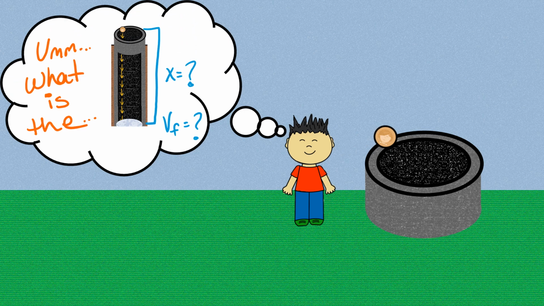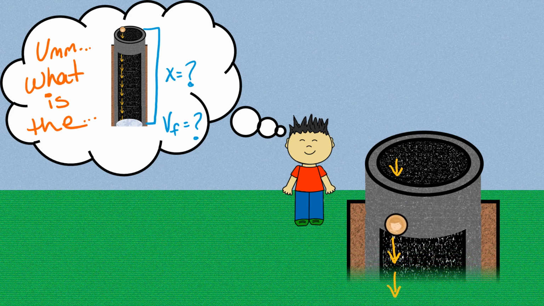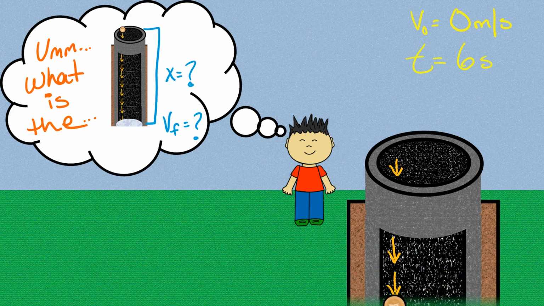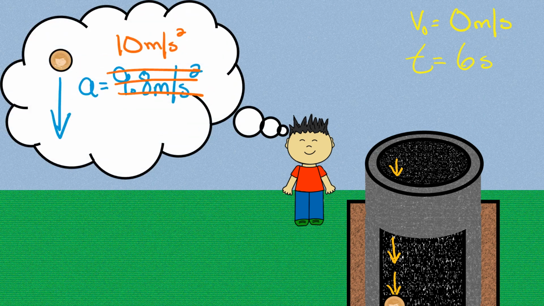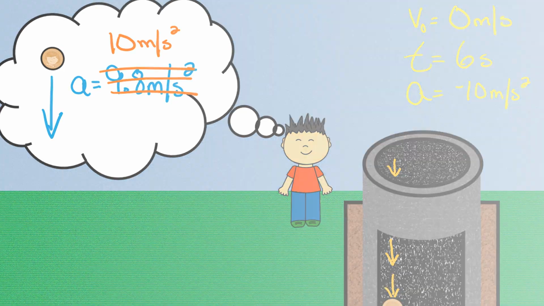Now you're talking, Alex. We could determine the velocity of the penny when it hits the water, or the depth of the well, by simply knowing the amount of time that the penny was falling and its acceleration due to gravity. That's right, Alex. An object in free fall, such as a penny, will experience acceleration due to gravity.